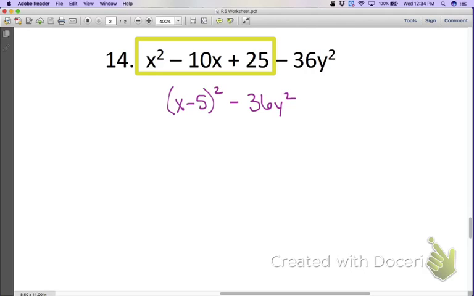So again, remember, just because it has the parentheses around the x minus 5 and we have a binomial, this is still just a difference of two squares. So if it's a difference of two squares, I'm basically going to write the x minus 5 minus 6y. I guess I actually need brackets. And then I'm going to have x minus 5 plus 6y.